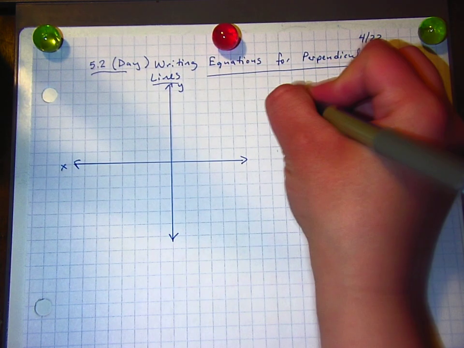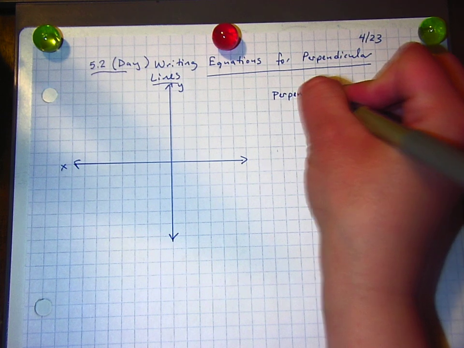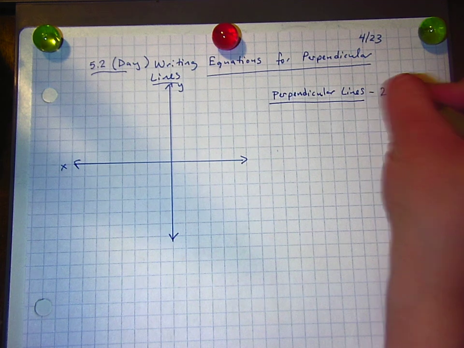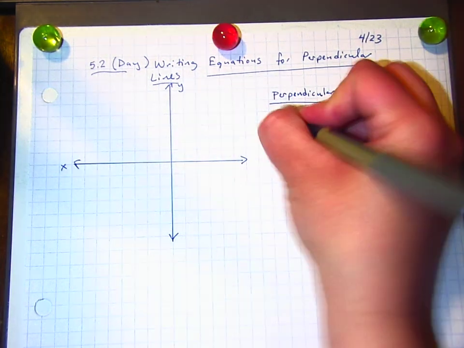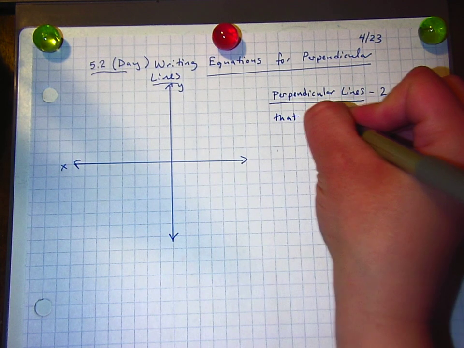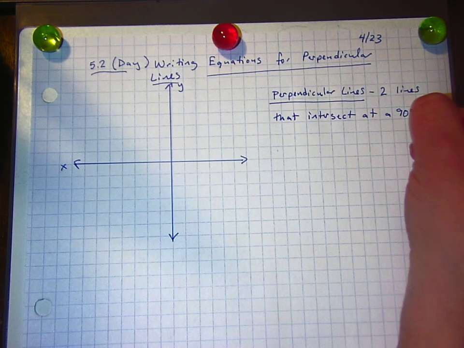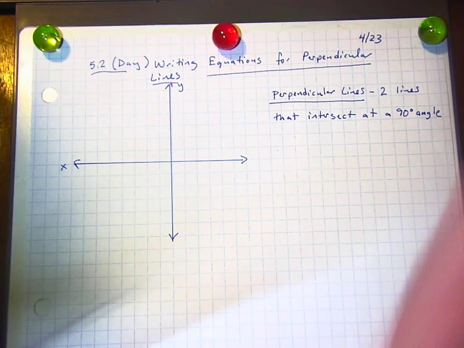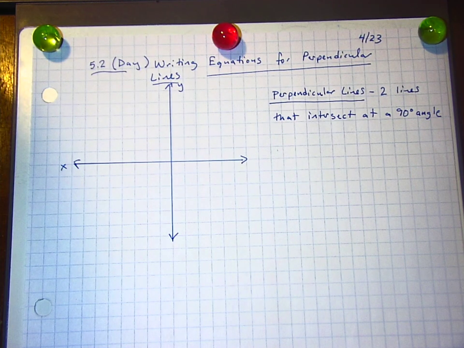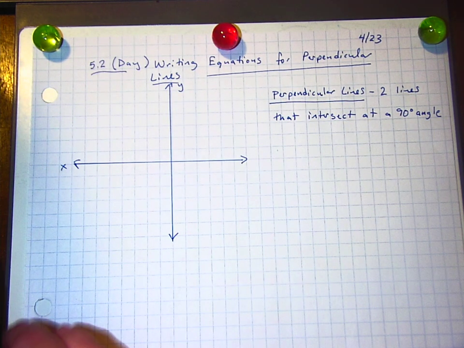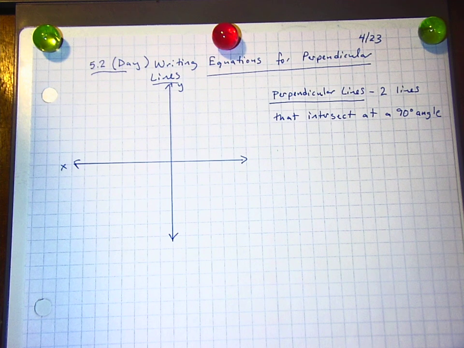Okay, perpendicular lines are two lines that intersect at a 90-degree angle. Like this. Or like usually most intersections are at 90-degree angles. Most of them, some of them are not.